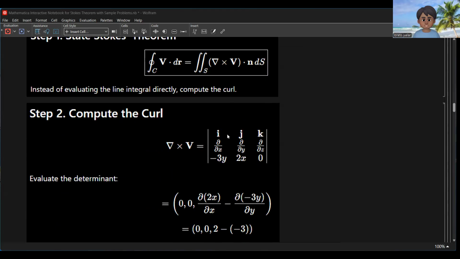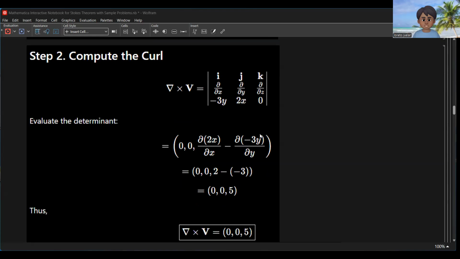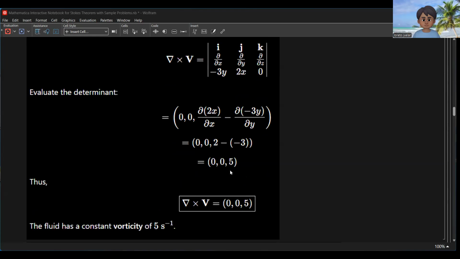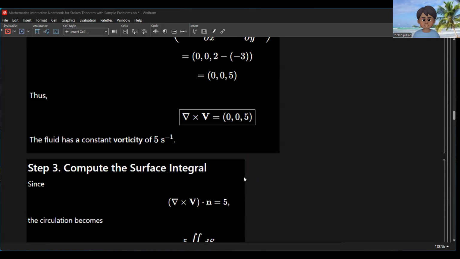Compute the curl here. So we have the definition, the matrix in terms of the curl. By evaluating this, we have 0, 0, 5. And the cross product of del and the velocity here is equal to 0, 0, 5. So the fluid has a constant vorticity of 5 per second.